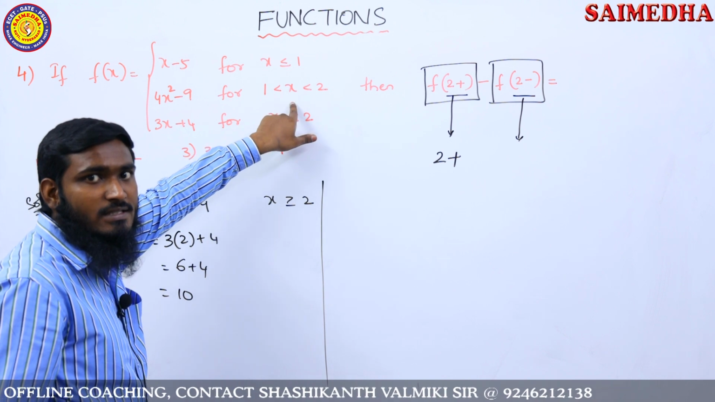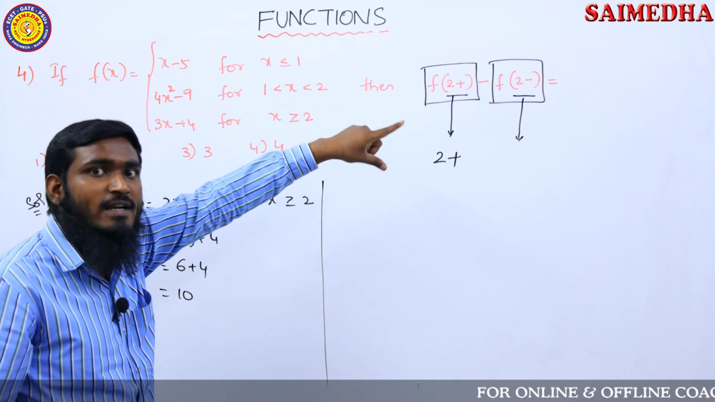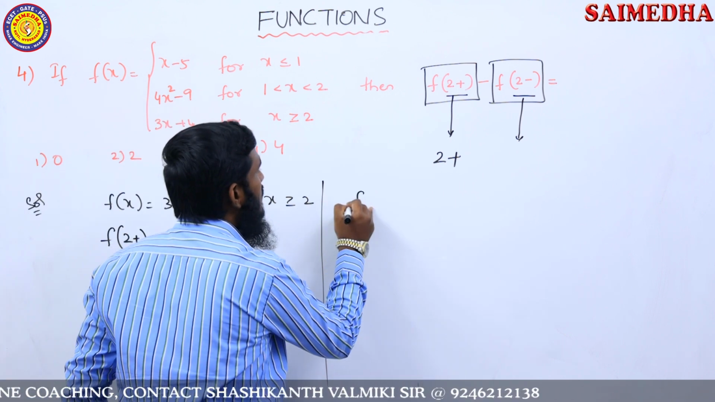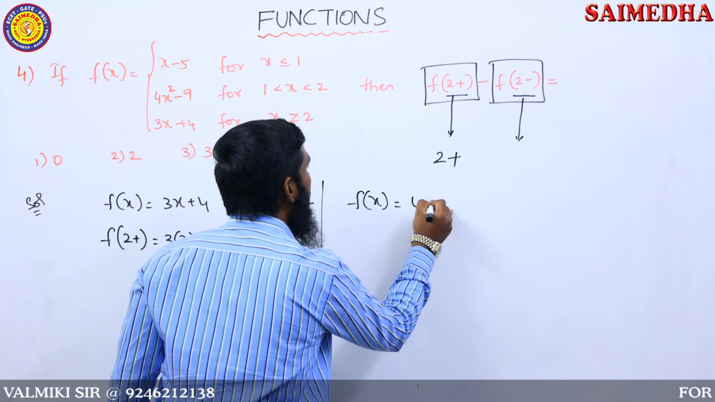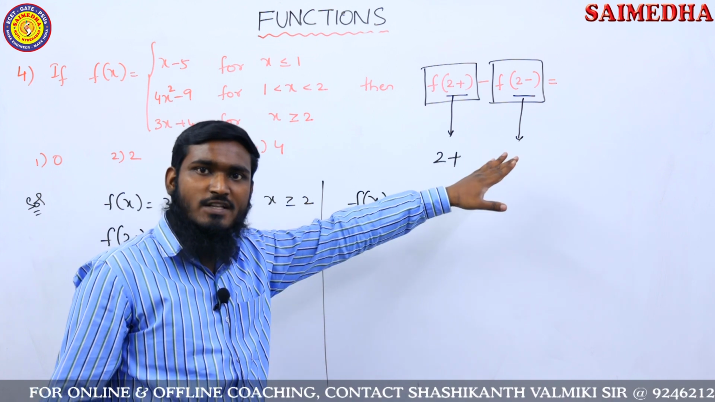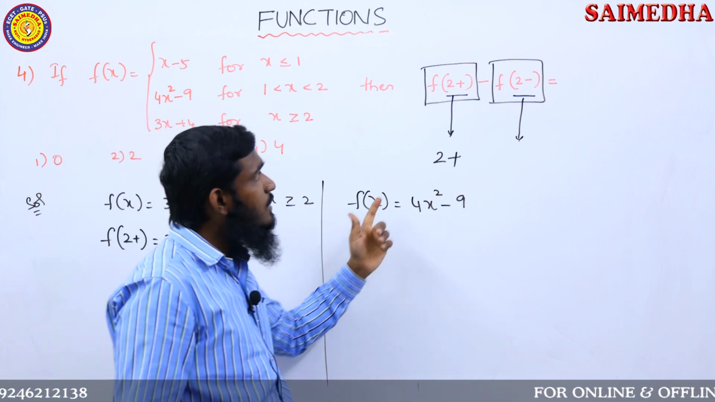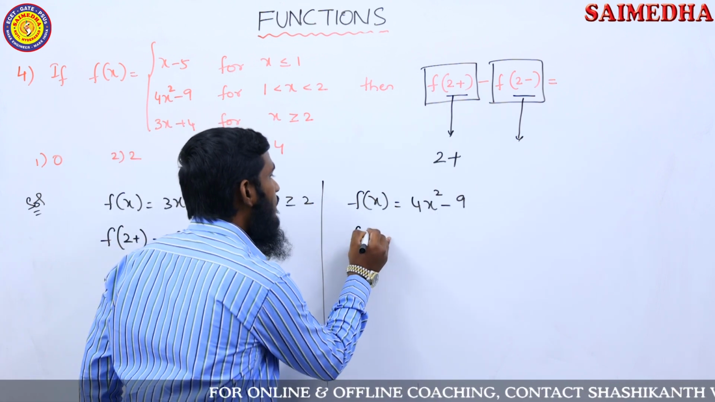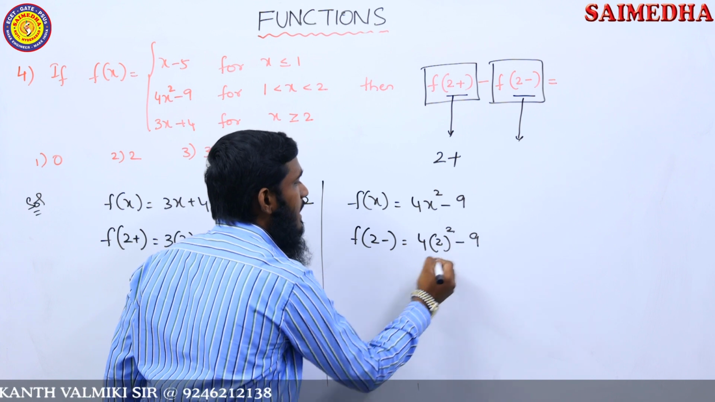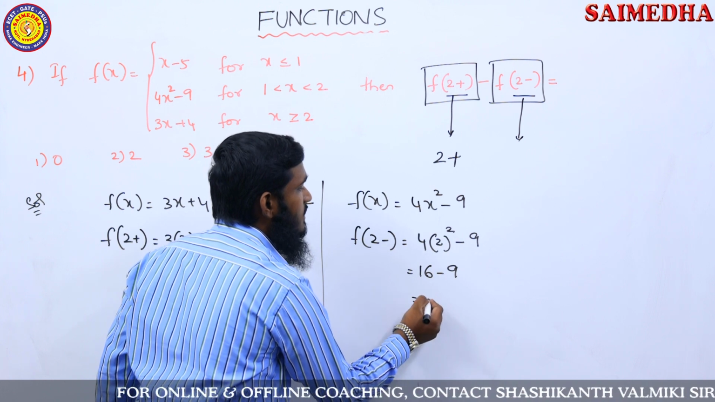Less than 2 means we are taking this part, because the first condition is actually less than or equal to 1. So 2 minus means somewhat less than 2, and we have to take the second condition, f of x equals 4x square minus 9. After taking this condition, which value do we substitute? X equals 2 only. So f of 2 minus equals 4 into 2 square minus 9, which equals 4 fours are 16, 16 minus 9, which equals 7.